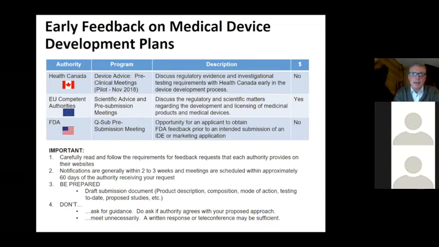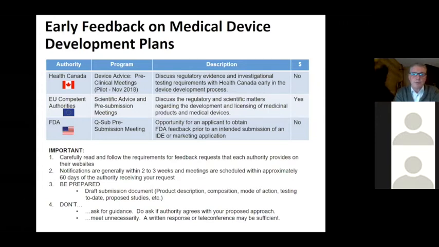You need to be prepared in advance of this by already having your submission document, which will be a very detailed document that you will send them describing the design of your product, the manufacturing of your product, the preclinical testing, any clinical testing, and how you intend to bring it to market. I strongly recommend that you have that in near final format before you even send your letter requesting the interaction.